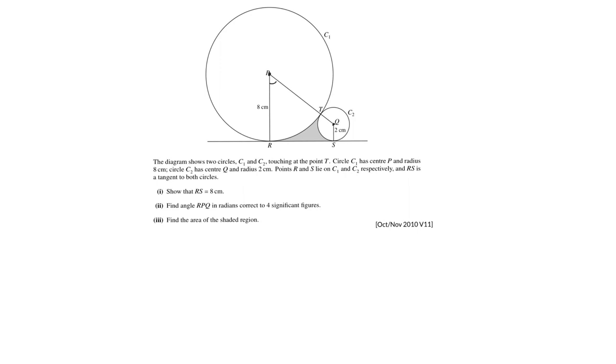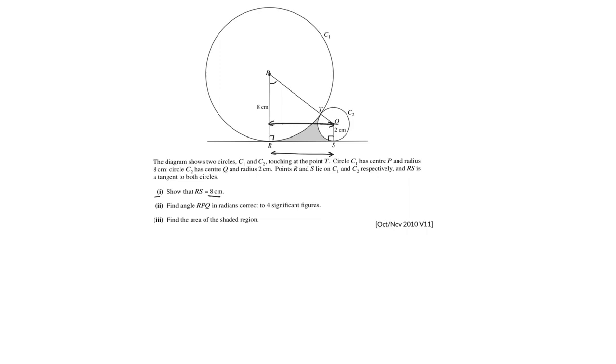You need to show in part 1 that RS is 8 centimeters, meaning you need to show that this length comes out to be 8 centimeters. By the way, this line RS is tangent to both the circles. Now for such questions it is important that you understand the diagram. This is a trapezium being formed. This whole thing is a trapezium. If you break this trapezium from here, you get a right angle triangle and you get a rectangle. So RS would be equivalent to this length.